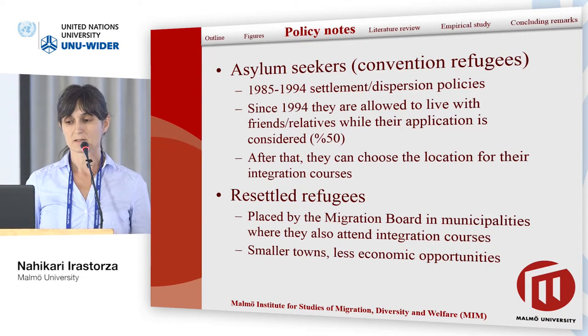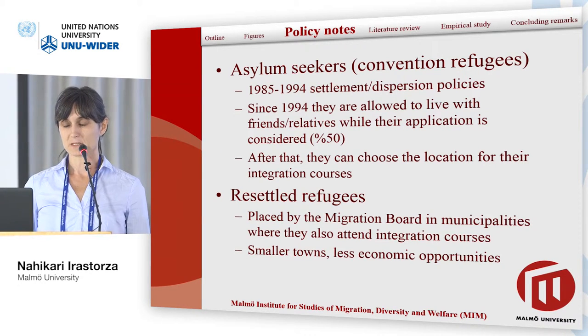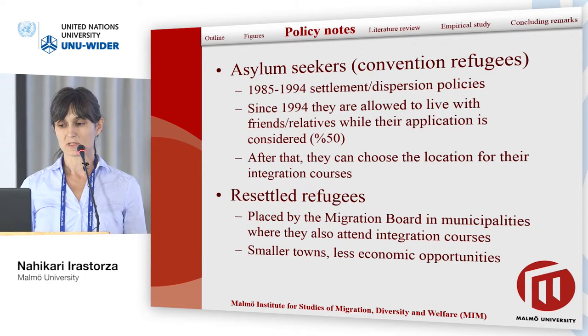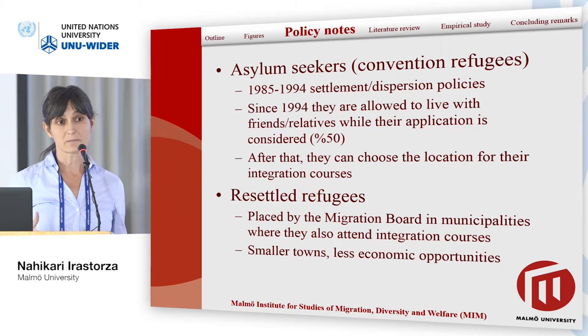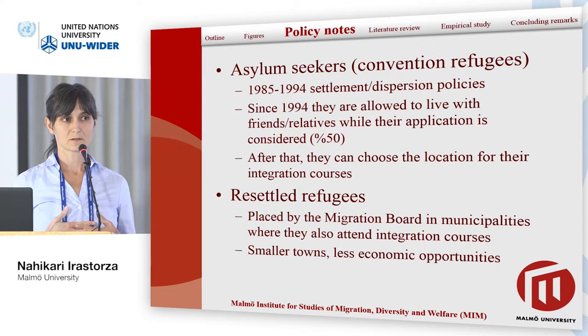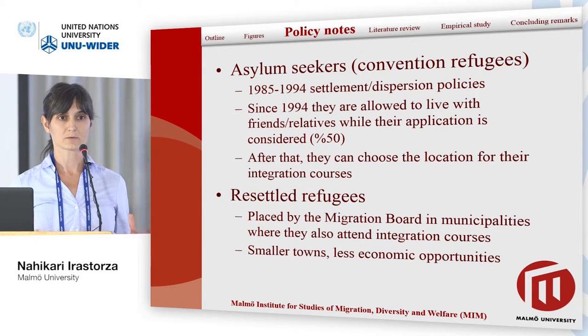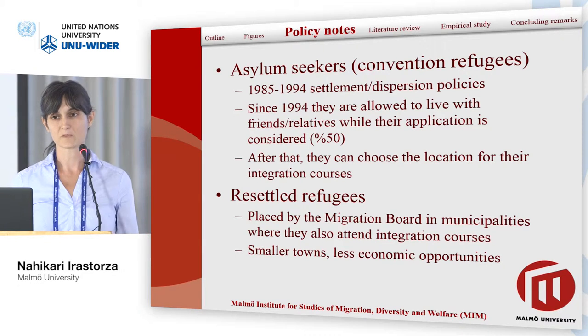Resettled refugees are placed by the migration board in municipalities where they also attend integration courses. So they cannot choose where they want to live. And they are often placed in smaller towns with less economic opportunities because cities are already crowded. So they do try to disperse them a little bit.